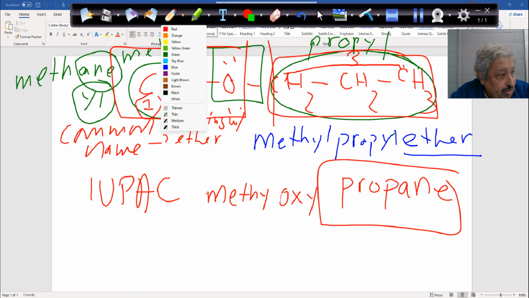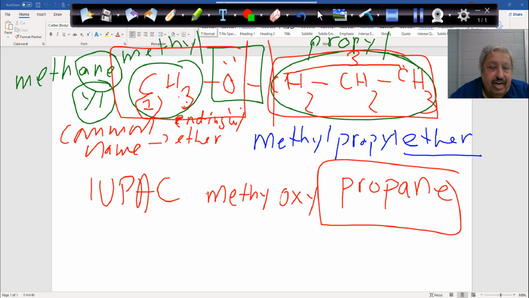Everybody's following? So first you name, see the two sides of the oxygen, which one has the longest chain. I name this longest chain as an alkane, and then the other one, the oxygen with the other one, will be what? Will be as oxy. Correct? Now, any question about this?